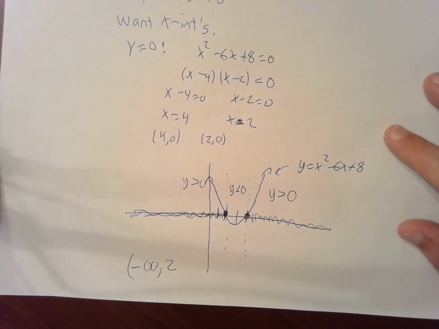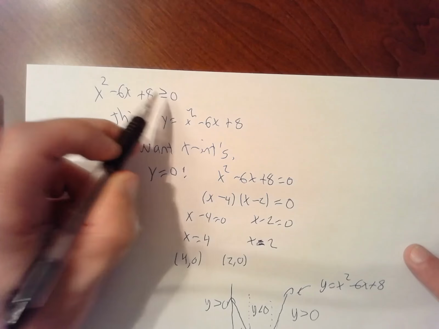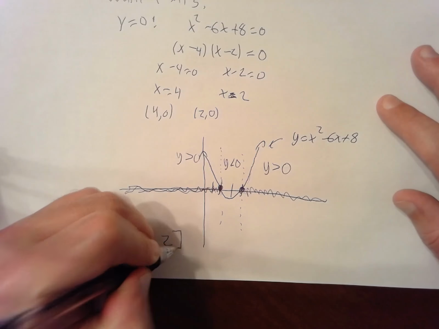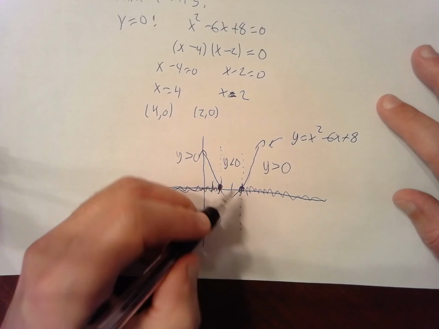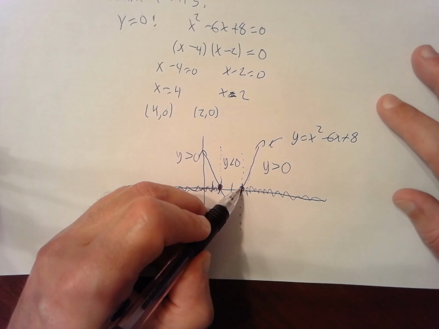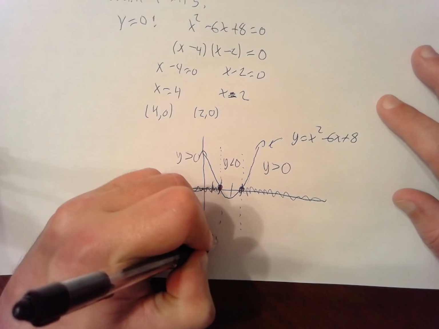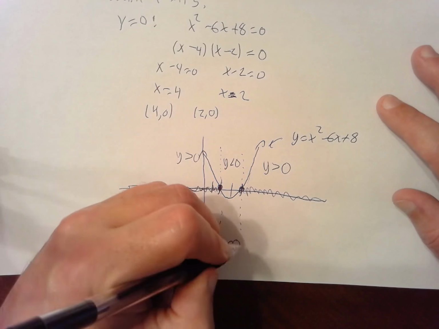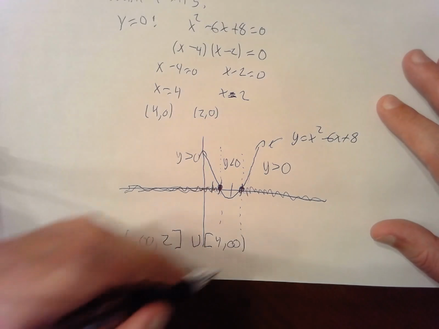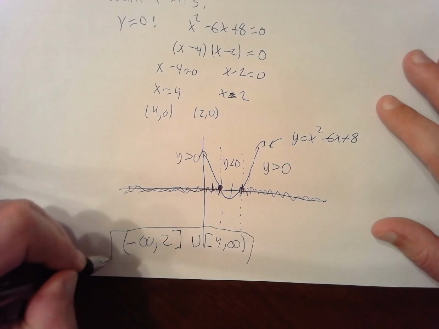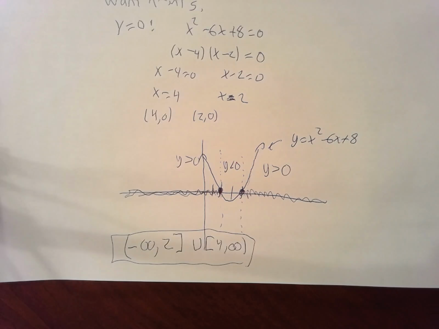Infinity always gets a parenthesis. I have greater than or equal to 0 here, so I want a bracket on my 2. And then, again, from 4 to infinity. So union 4 to infinity. So that's my solution. My solution is always going to be some interval or some union of intervals.